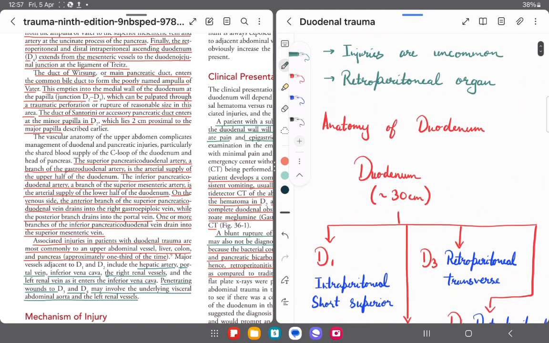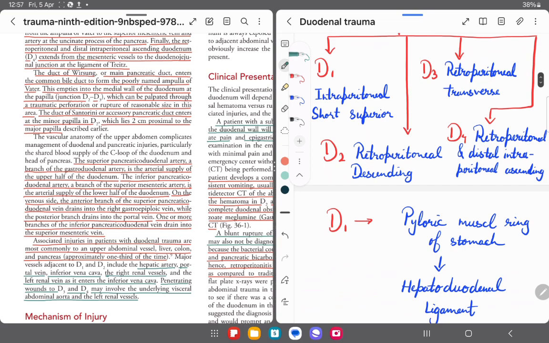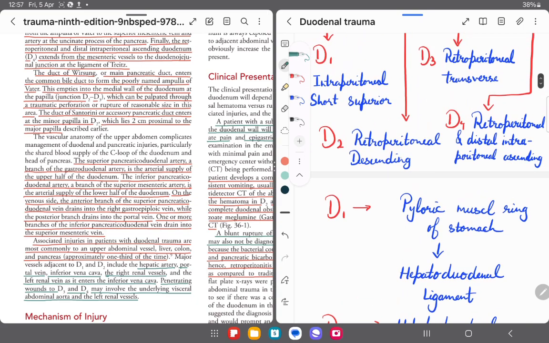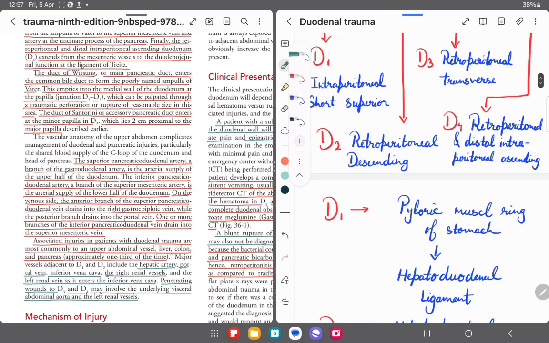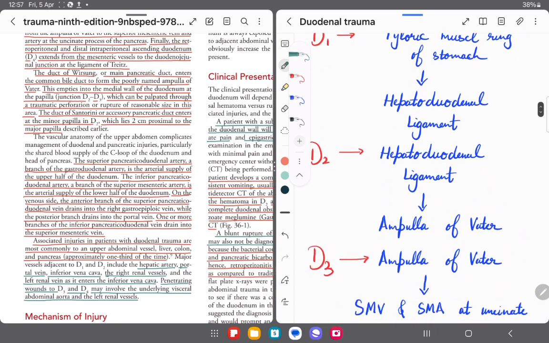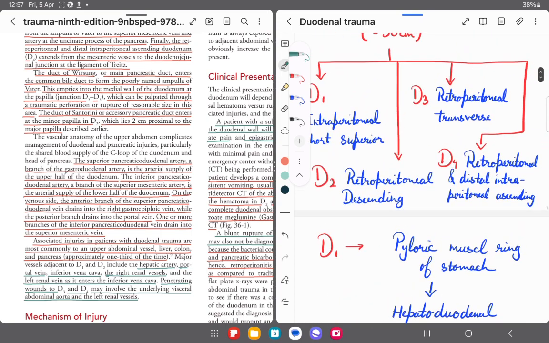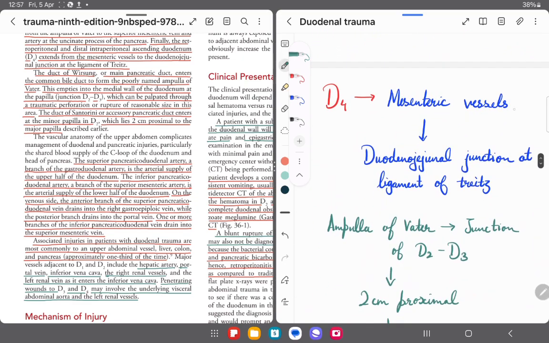Let us revise. Duodenum is approximately 30 cm, that is 12 finger breadths in size. It has 4 parts: D1, D2, D3 and D4. D1 is intraperitoneal short superior and extends from the pyloric muscle ring of stomach to the hepatoduodenal ligament. D2 is retroperitoneal descending and it extends from the hepatoduodenal ligament to the ampulla of Vater. D3 is retroperitoneal transverse and extends from the ampulla of Vater to the SMV and SMA at the uncinate process of pancreas. And D4 is retroperitoneal and the distal portion is intraperitoneal ascending. D4 extends from the mesenteric vessels SMA and SMV to the duodenojejunal junction at the ligament of Treves.